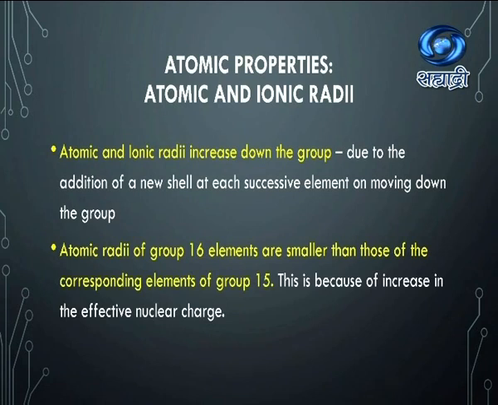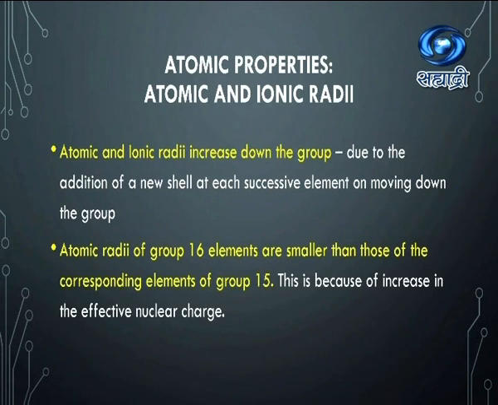Atomic and ionic radii increase down the group due to the addition of a new shell at each successive element on moving down the group. This trend we already studied: on moving down the group there is always the introduction of a new shell, and therefore the atomic radius increases.